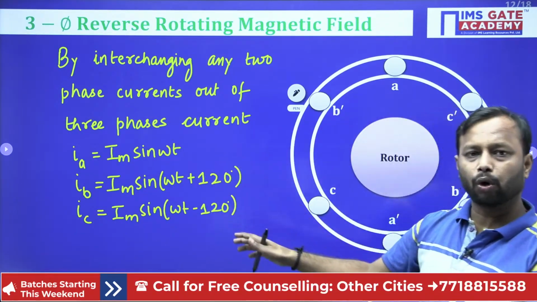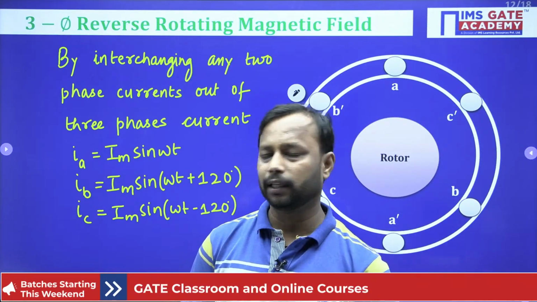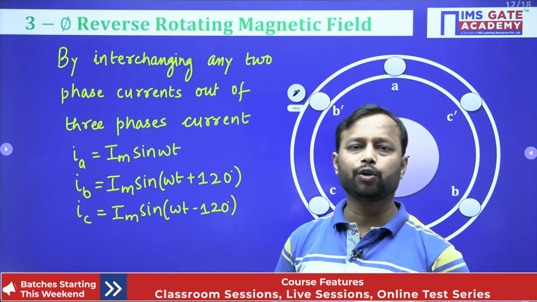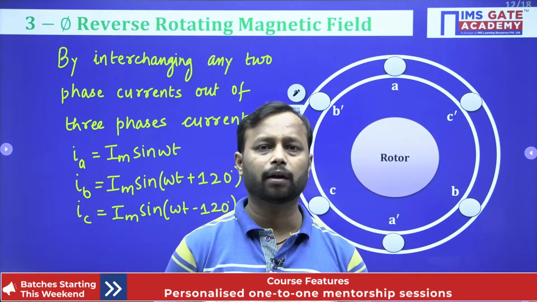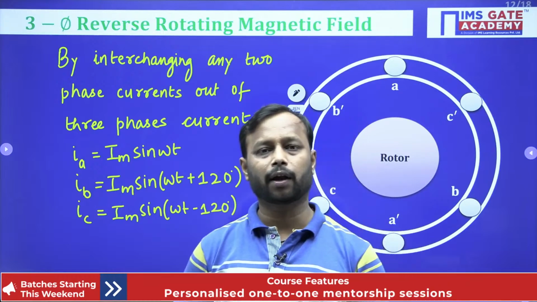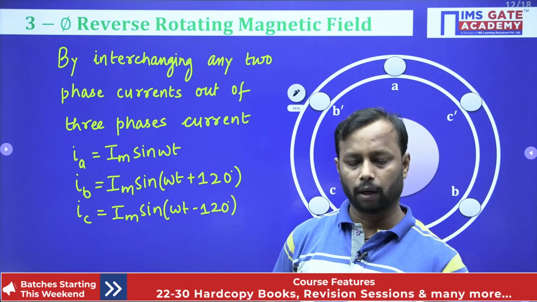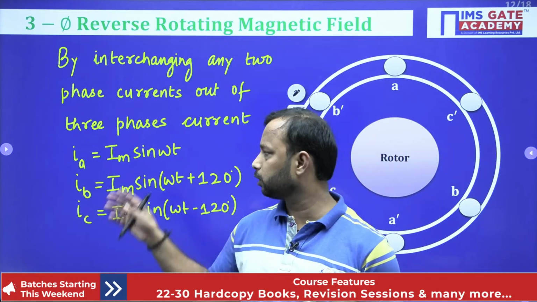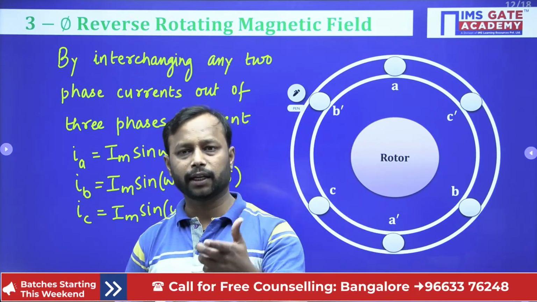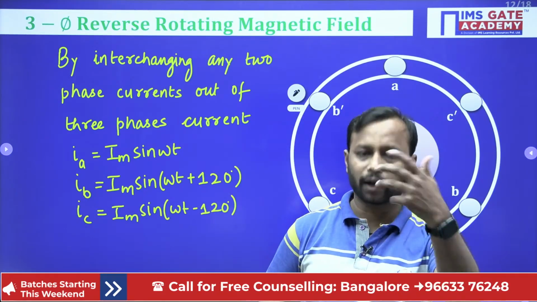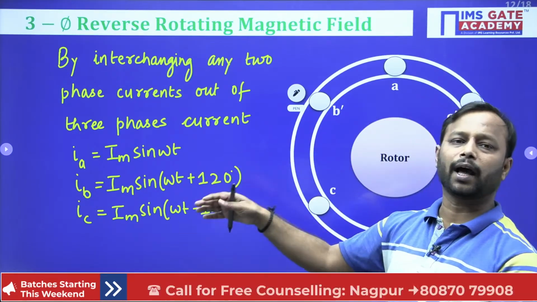If you do so, you are able to change the direction of the magnetic field, and this kind of technique we are using in our rail engine. The electric rail engine that we have, if you interchange any two phases, we are able to stop the engine. This is basically known as plugging or the braking of the system. Whenever you interchange, the machine is going to be at the verge of stopping. So let us see whether it is actually reversing the direction of the magnetic field or not.